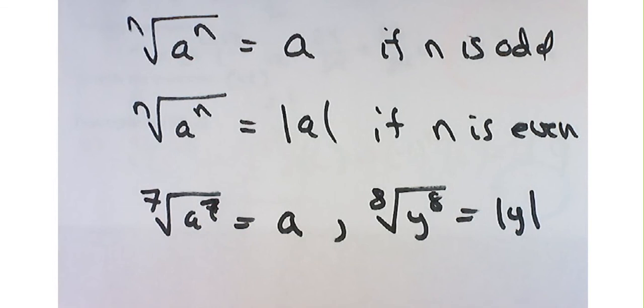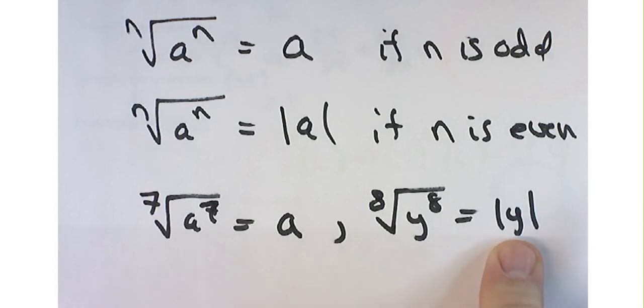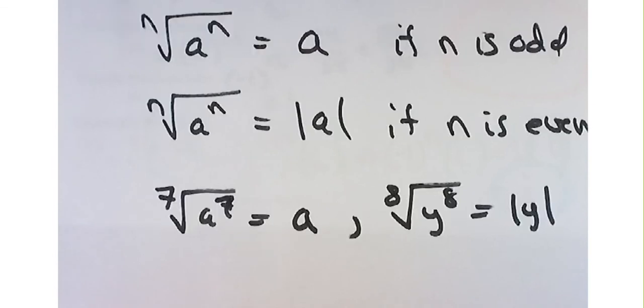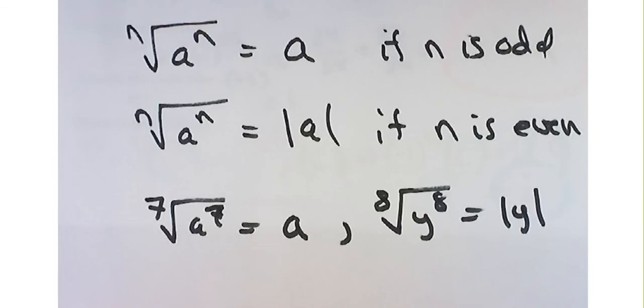Now, you wouldn't need the absolute value if you were told in the instructions of the problem, assume the variable is positive. If the variable is positive, you wouldn't need the absolute value. Okay? So, good reminder question there. Thank you. Anything else?